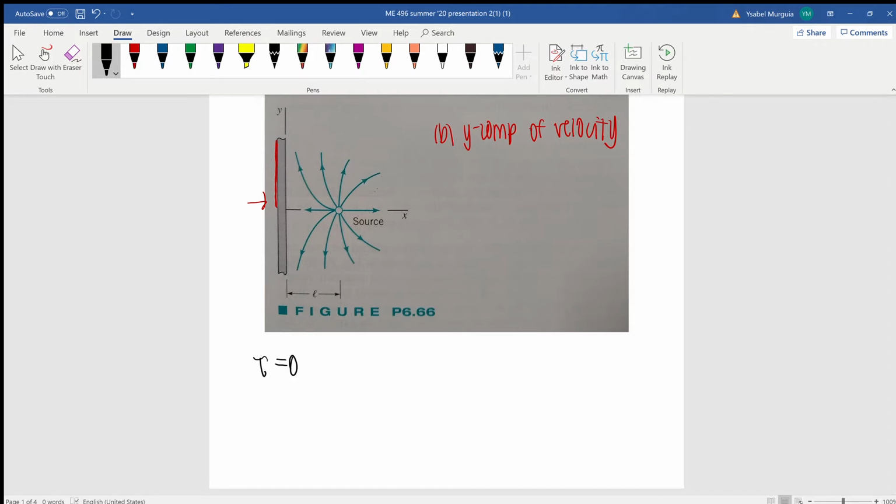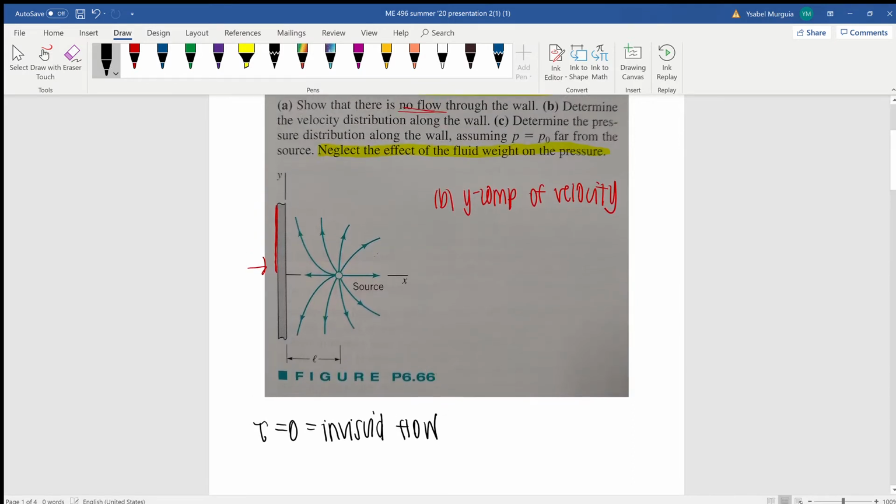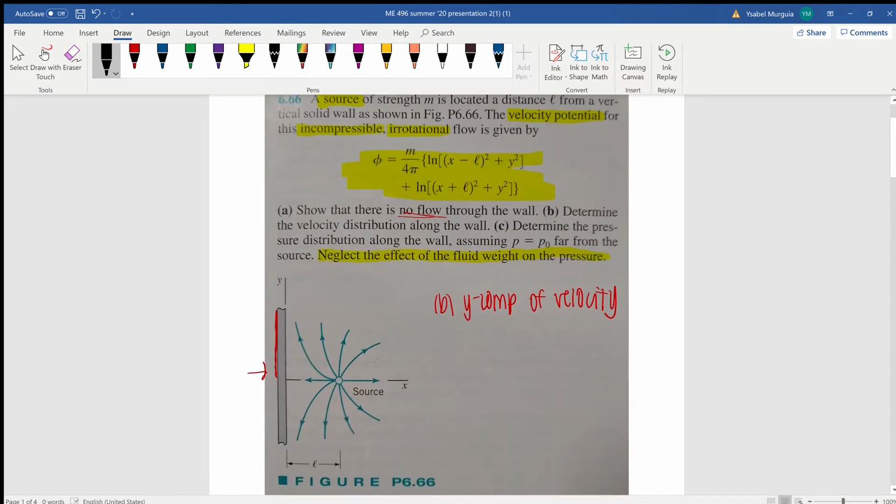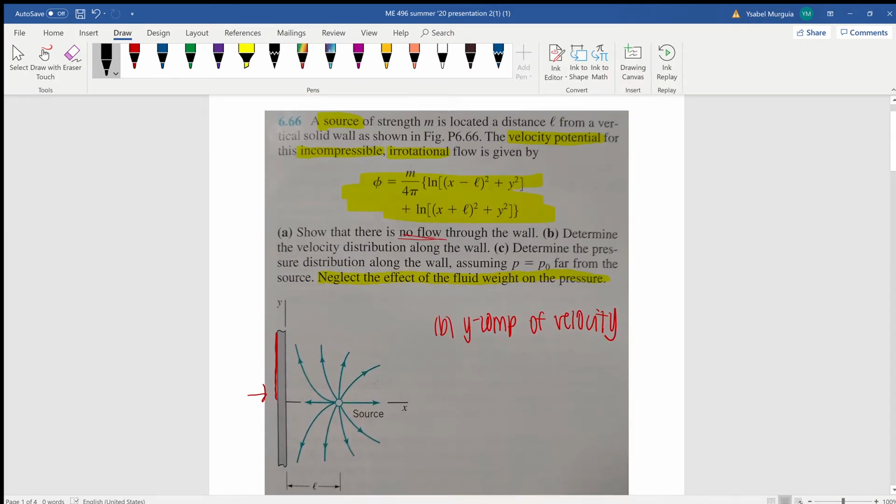And something that we do know from that, if we have no shearing stress, then this is going to be inviscid flow. And again, there is no shear stress because we are neglecting the effect of the fluid weight on the pressure. So that shear essentially is just not going to be existing.